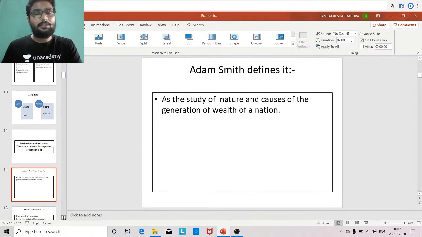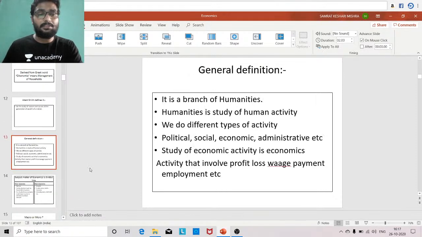Adam Smith is called the father of economics, and according to him, this is the study of the nature and causes of the generation of wealth of a nation. We will discuss what is wealth and what is capital in the upcoming classes. So, I am skipping this. This is a general definition of economics that I have already discussed.